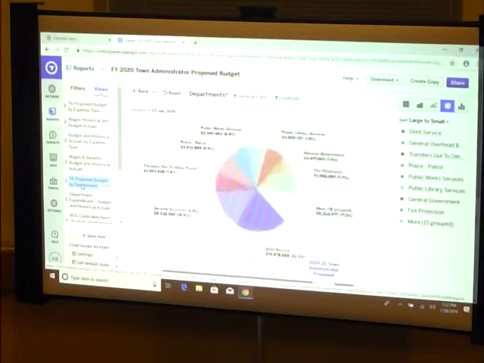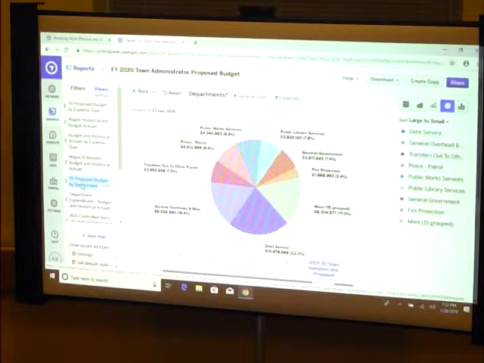Here we have, again, the same budget, but by department. The biggest department is debt service. The next biggest is general overhead and miscellaneous expenses. That's where the employee benefits are. That's where all of our property and liability insurance is. Contingency is in there, transfers out to the capital fund.